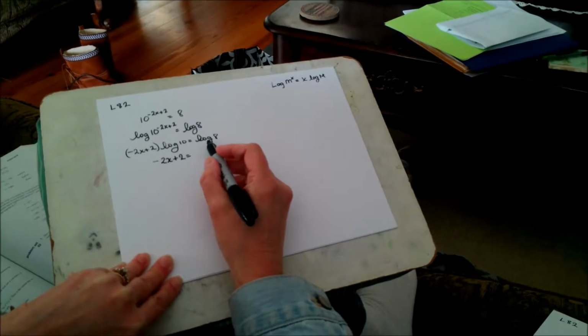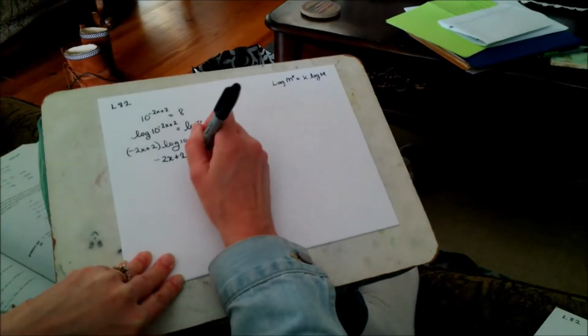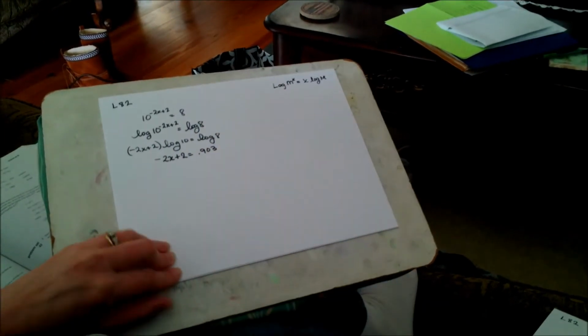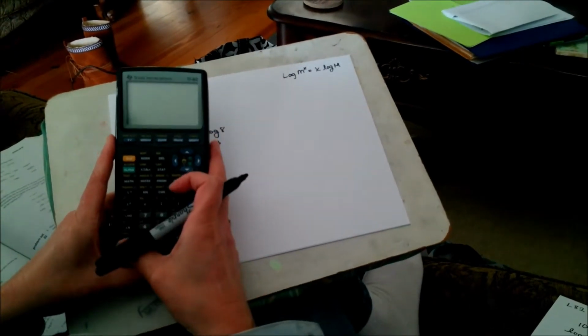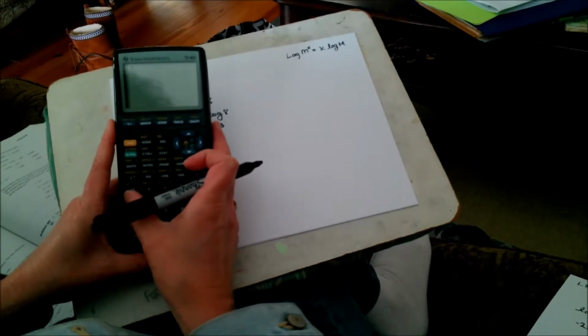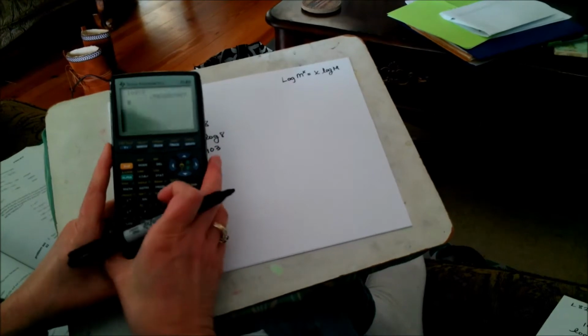Now, on the right-hand side, log of 8 is 0.903. Let me remind you what I did. Log 8 equals 0.903.